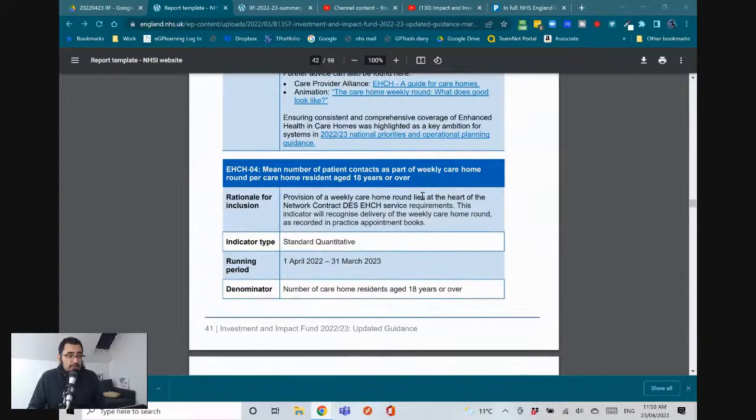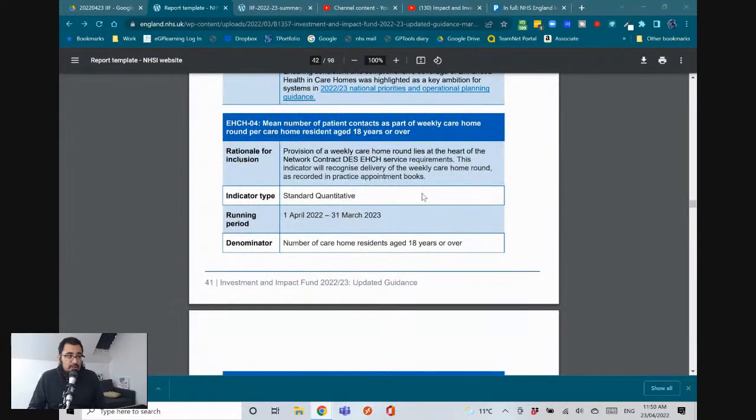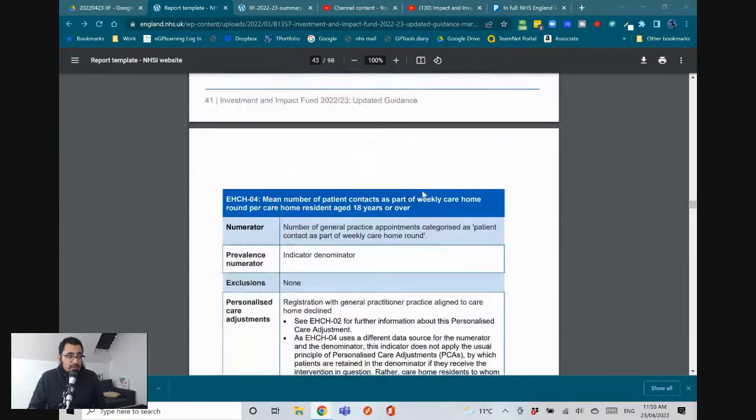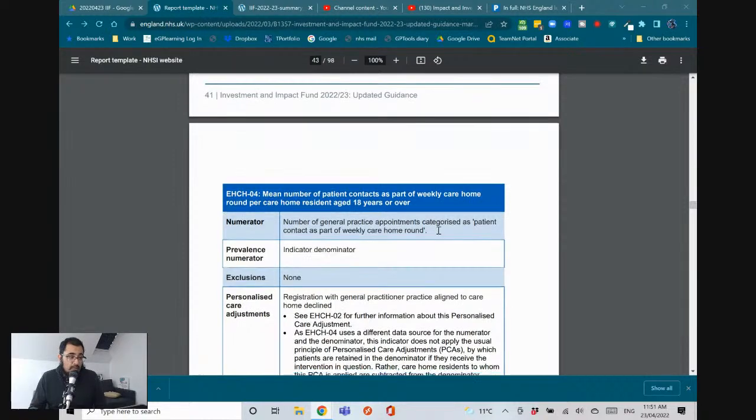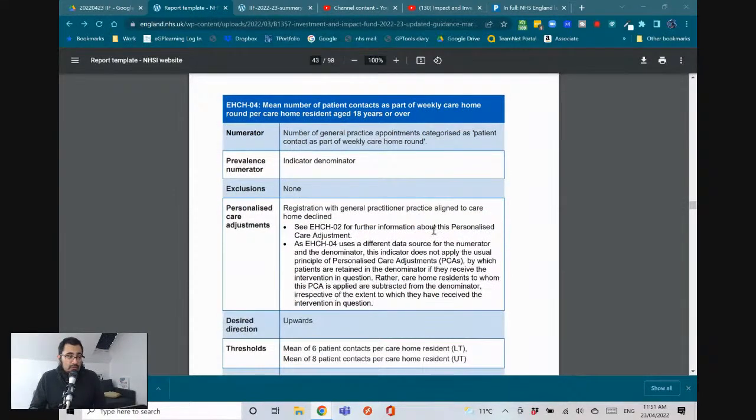In terms of the care home review, so again, standard quantitative criteria of this financial year, same denominators and in terms of the numerators, number of general practice appointments categorized as patient contact as part of a weekly care home ward round. Really important that this needs to be on your appointment books when System 1, EMIS, Vision, whatever system you're using, you need to document this there. If it's not documented there, it won't count and you won't get the points for your network, and therefore you won't get the payments for your network for that particular part of stuff that you're doing.